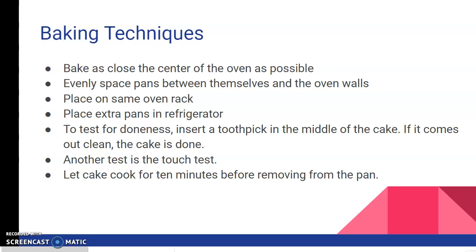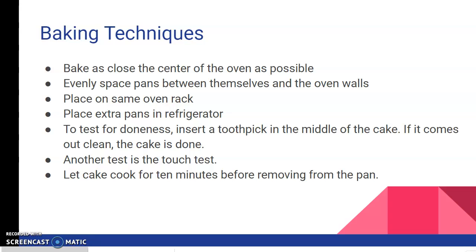To test for doneness, there's 2 tests that you can do. One is to insert a toothpick, or you can use a fork, in the middle of the cake, and if it comes out clean, then the cake is done. Another test is the touch test. Basically, with the touch test, all you have to do is to gently touch the center of the cake. And if the cake is done, it will respond to you in a certain way. A done cake will feel set and will bounce back.